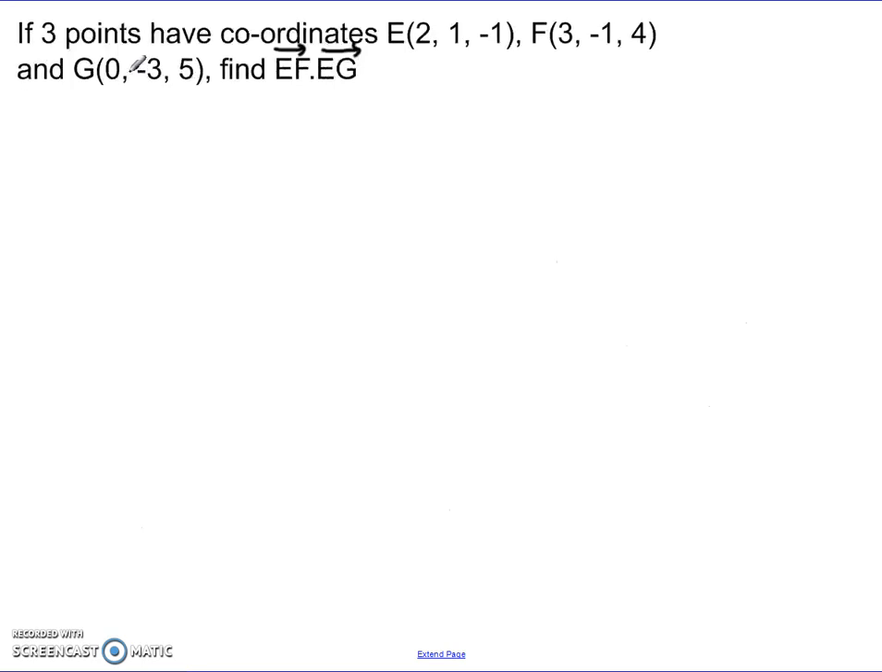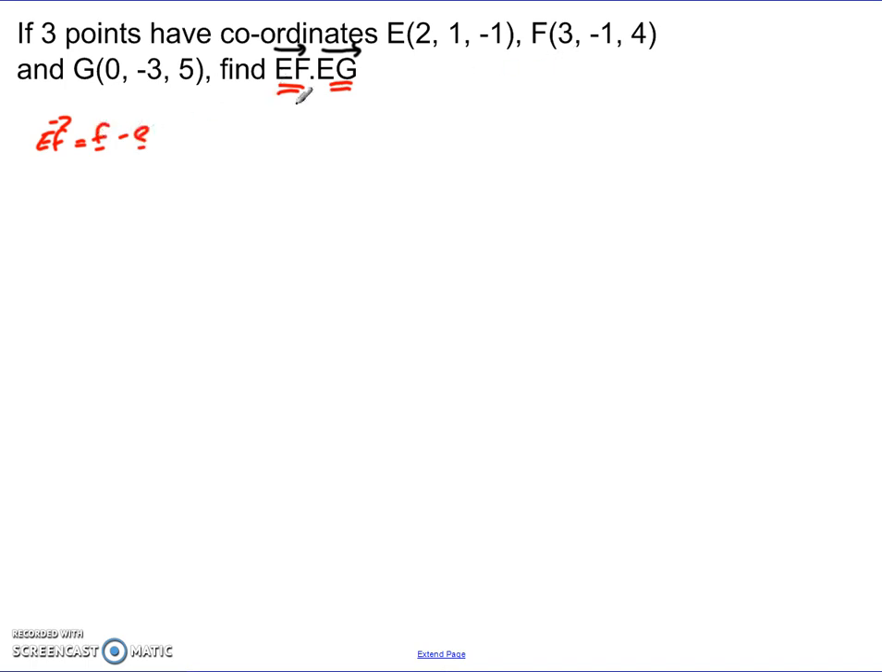First question. So the first one was, if 3 points have these coordinates, E, F and G, I want to find the dot product of the vectors EF and EG. Well, the first thing we have to do for this is figure out what these two vectors are. So I want to know what the vector EF is and I want to know what the vector E to G is. So remember, to find the vector E to F, what that means is I have to do F minus E. So the position vector of F minus the position vector of E.